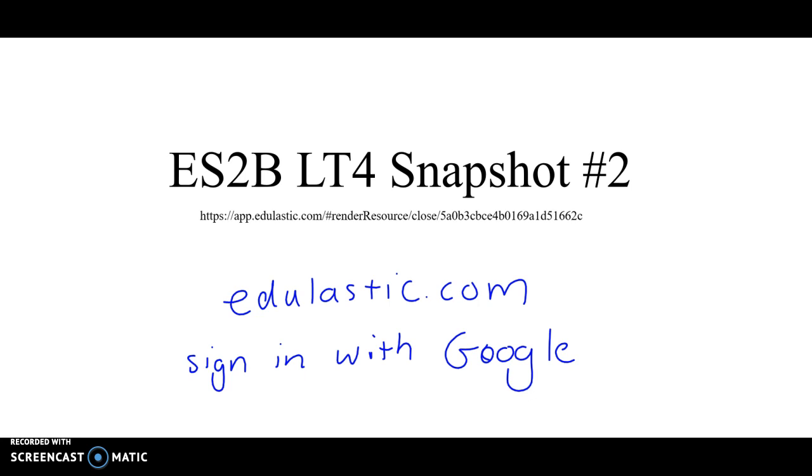Click log in. Do not click join for free. Click log in and then log in with Google. As soon as you're in, hit start assignment and go. You will need scratch paper.